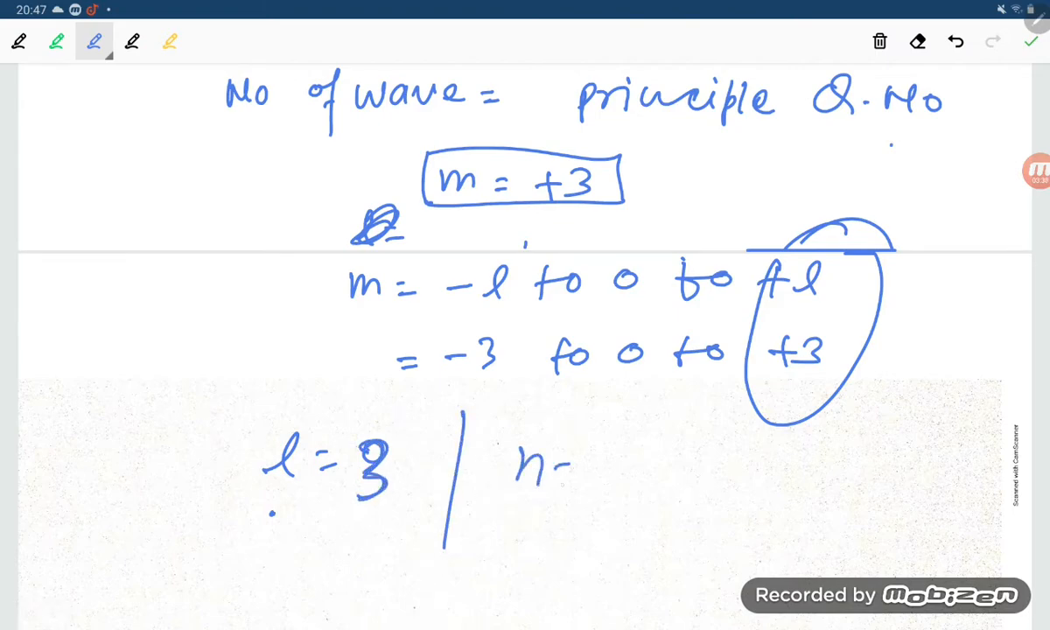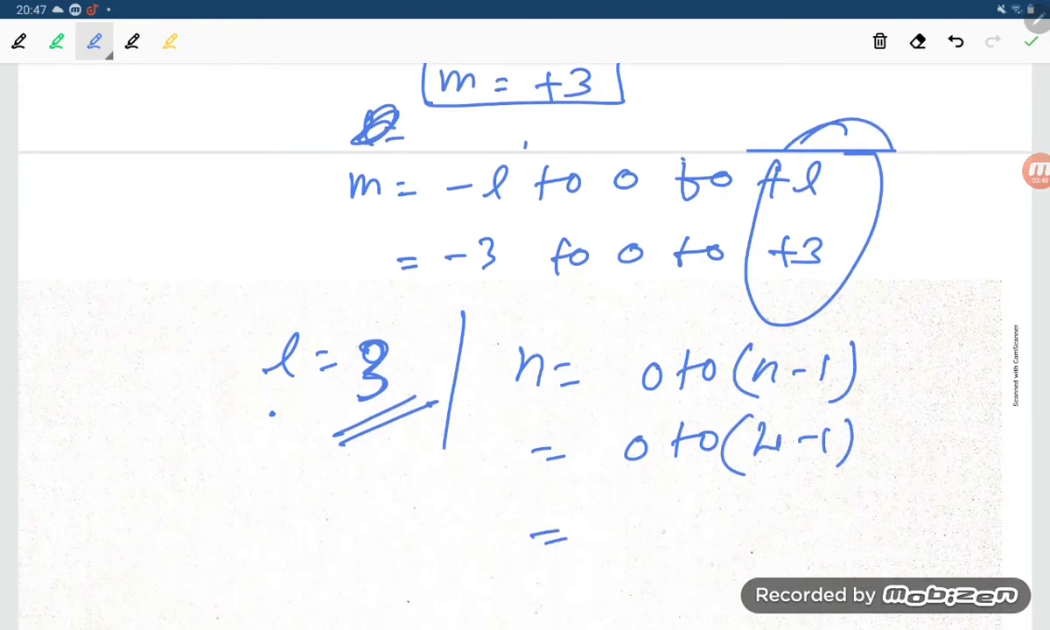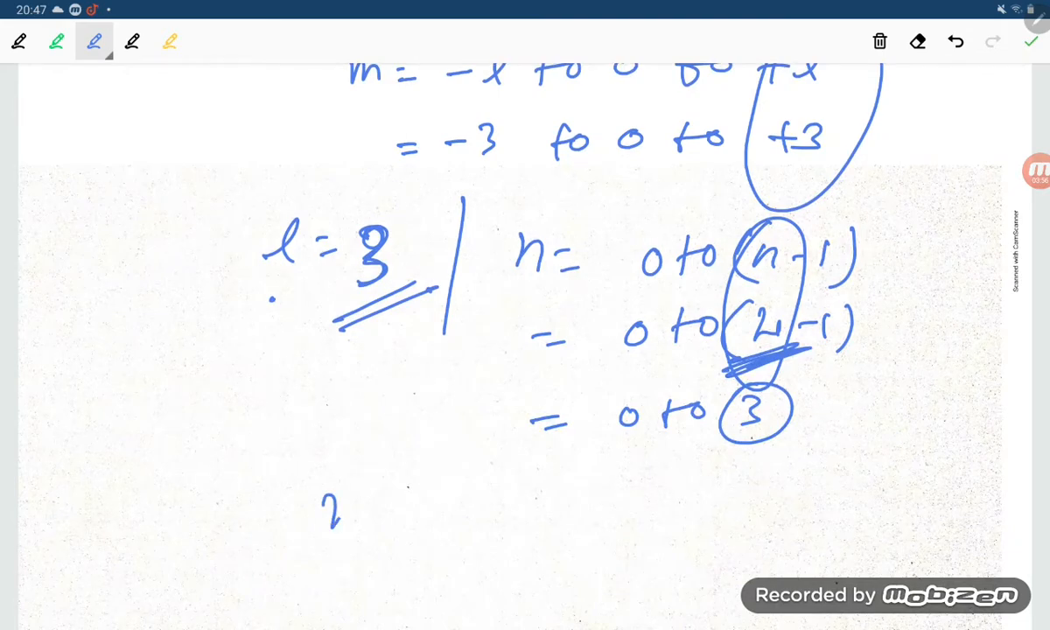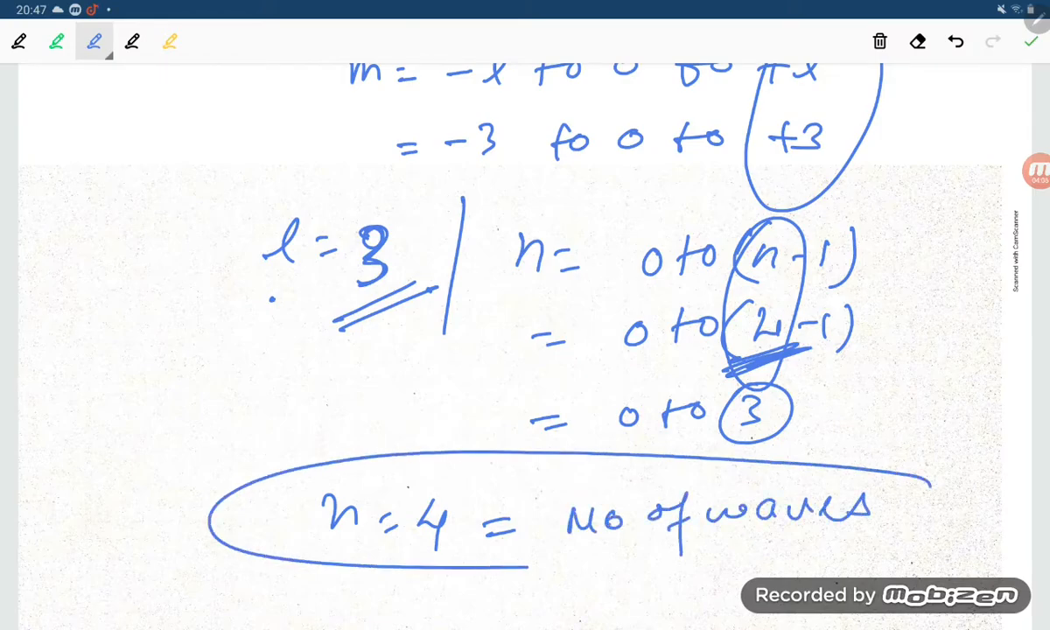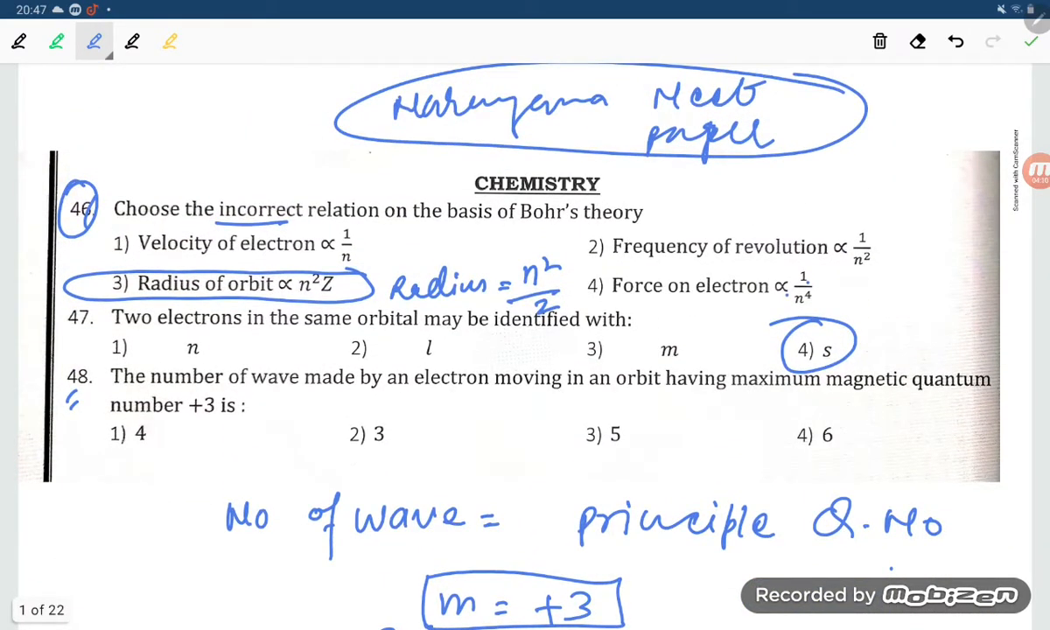It means n equal to what, student? L goes from 0 to n minus 1. So how do you get 3? 4 minus 1, then you get 0 to 3. So the n value is 4, and the n value is the number of waves. This is 4, so our correct answer will be option number 1.